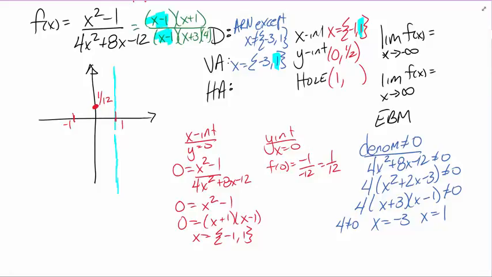But we should delete positive 1 from our list of vertical asymptotes. We should also delete positive 1 from our list of x-intercepts, because it's neither a vertical asymptote nor an x-intercept. When it can't be both, it's not going to be either. It's going to be a hole there. Let's put on here this idea of the vertical asymptote at x equals -3.